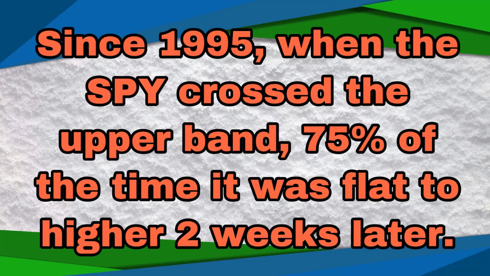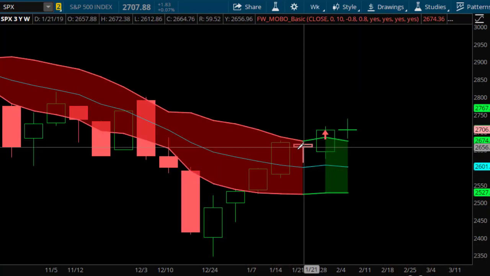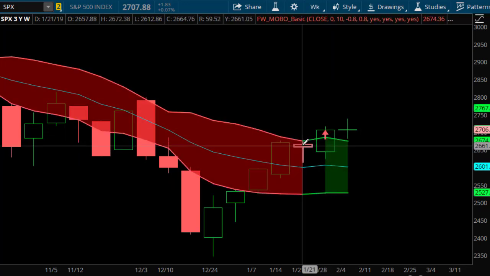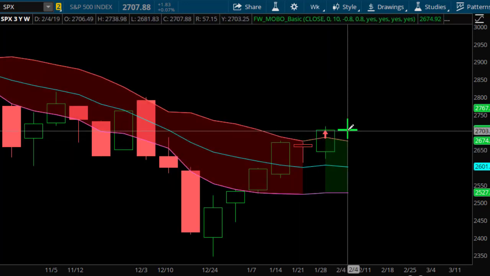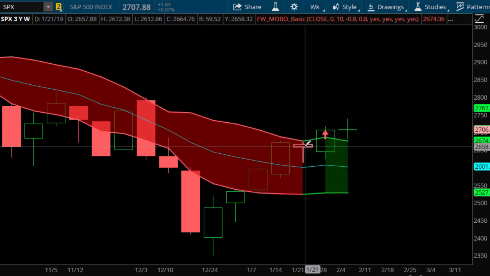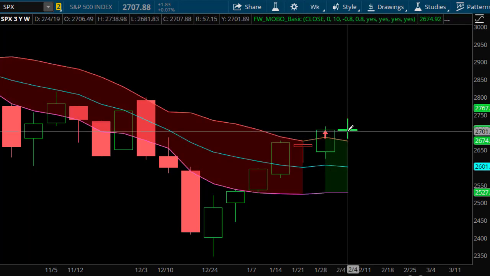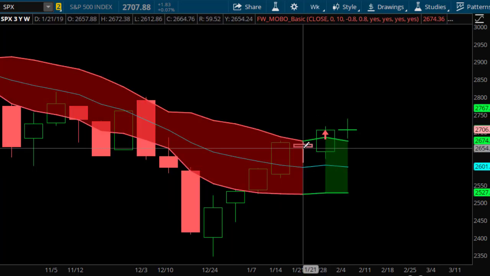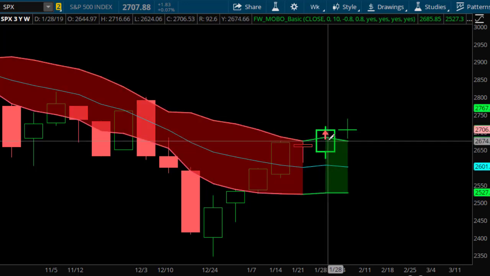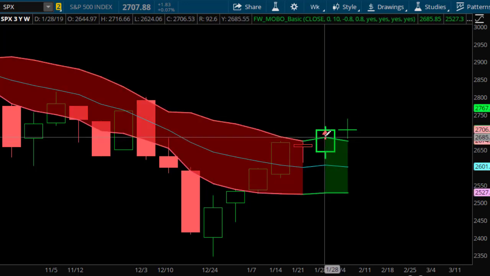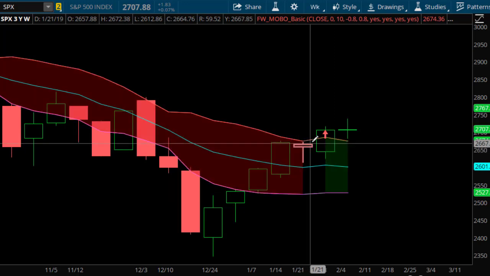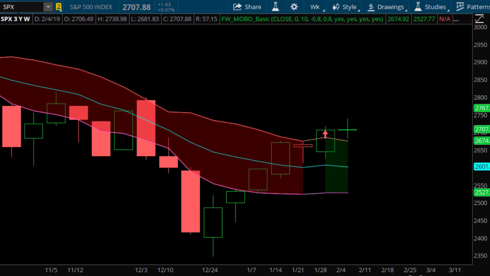Since 1995, it went all the way back, when the SPY or SPX crossed above the upper band. So let's talk about that. Crossed means one candle was below and then the next candle was above. So this is a cross. Now you have another close above the band, but that's not part of this statistic. This is a cross, not a close above the band. So I want to be very clear that we crossed the band 2 weeks ago, I should say, or 7 days, whatever, 8 days ago. So this is an upper band cross on the weekly chart, and I'm looking at SPX.